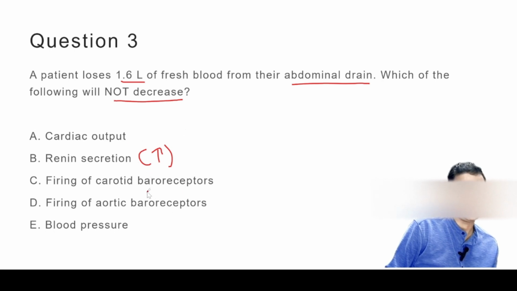Cardiac output decreases. Carotid baroreceptor I will be teaching you in an upcoming session. And firing of the aortic baroreceptor will also decrease. And next, blood pressure will also decrease. Only renin secretion will increase here.